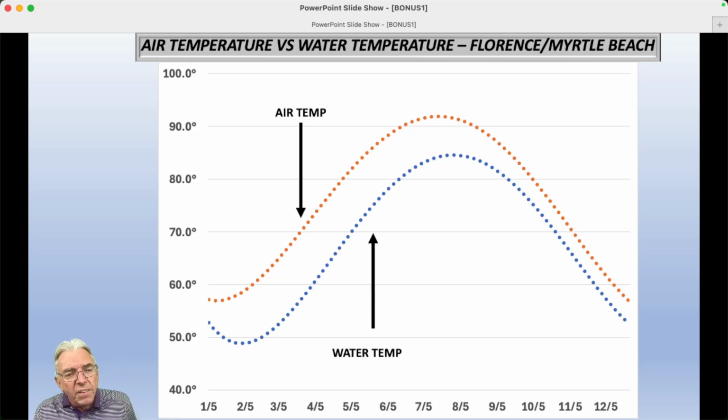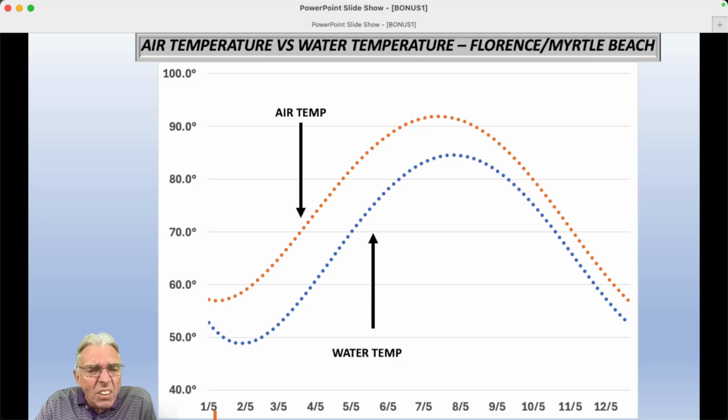And by the way, I'm comparing the water temperature at Myrtle Beach to the air temperature at Florence. I wanted to get far enough inland so there was no effect of the ocean on the land. Florence is about 80 miles inland, so obviously it's not going to be affected by the ocean because it doesn't have any proximity to it. So there you can see those plots.